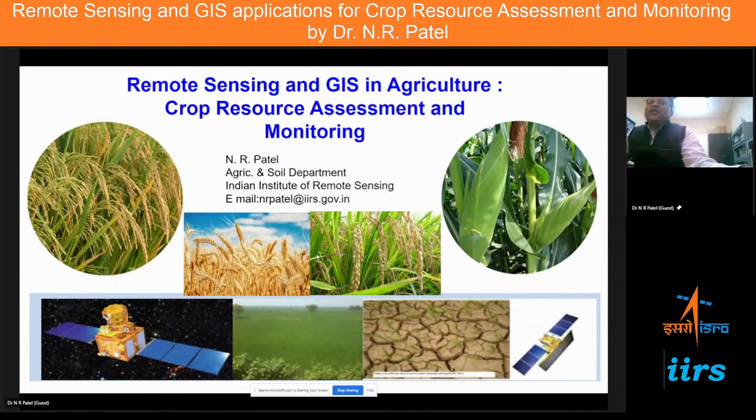Today we will discuss how remote sensing can be used for one of the important sectors, that is agriculture. We all depend heavily on agriculture for food. Indian agriculture is the backbone of the economy and provides support to the livelihood of a large number of people.